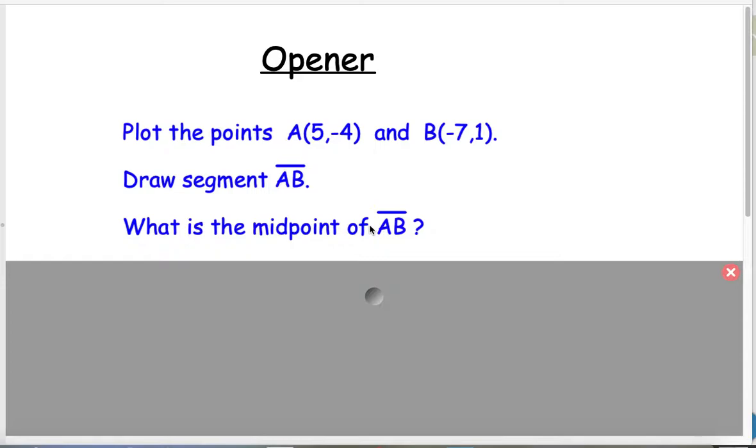Let's plot the point A, which is (5, -4), and B, which is (-7, 1). And then I want you to connect A and B to make the segment AB. And then I want you to find the midpoint of AB. Actually, I want the coordinates. So your answer is going to be a coordinate with parentheses, a number, comma, another number, parentheses. So I would suggest maybe hit pause, try and do this, and then check your answer. And I'll walk through it.